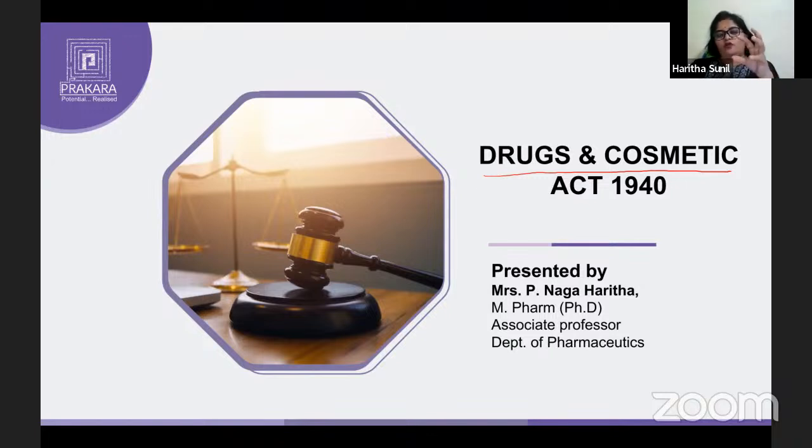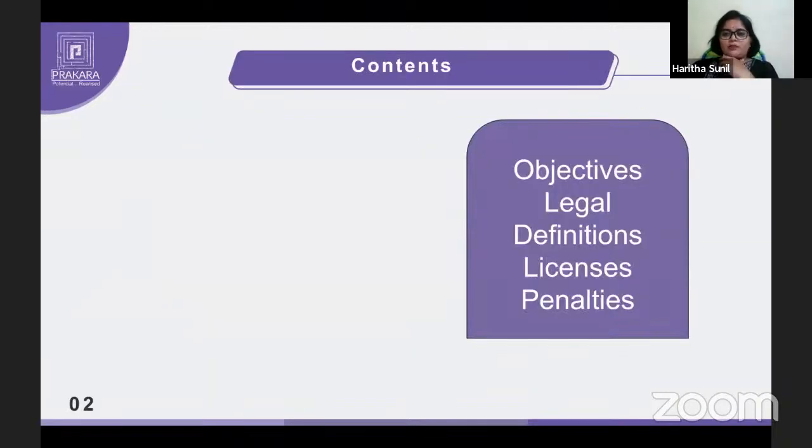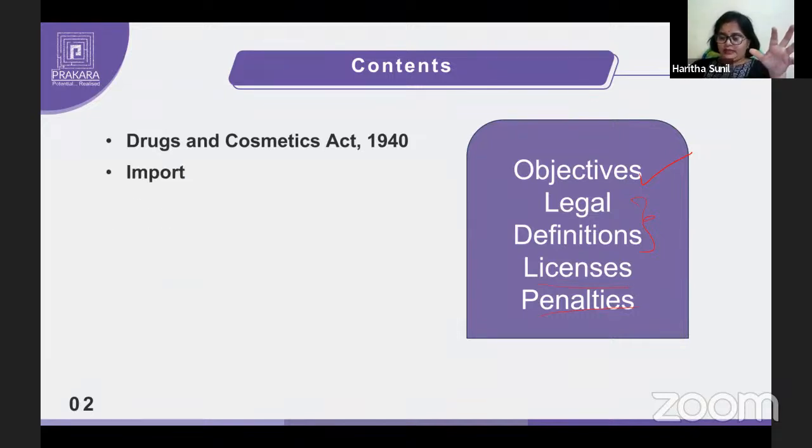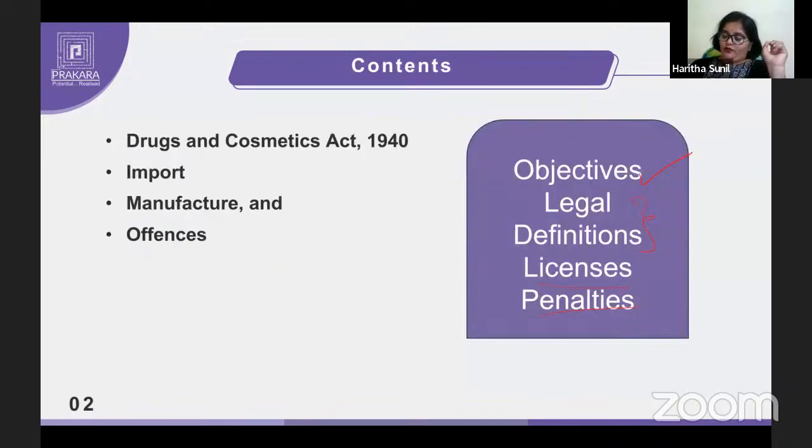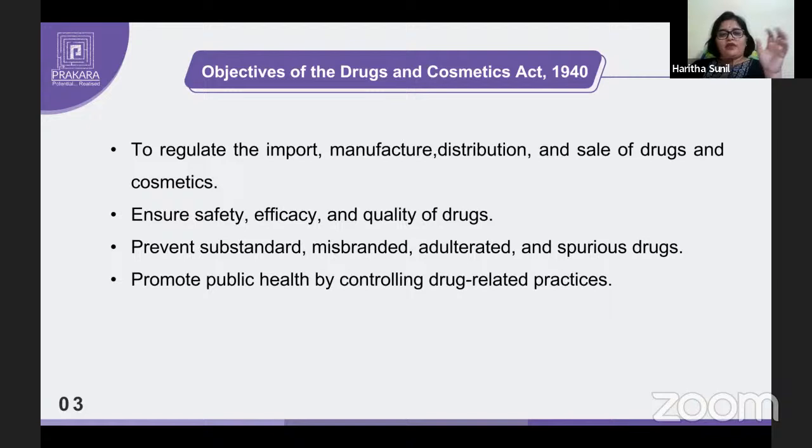For such control over the pharmaceutical products, we have this particular Drugs and Cosmetics Act 1940. We call it the Drugs and Cosmetics Act 1940 because it was framed in the year 1940, right? So in today's webinar, we are going to see the objectives of this Act, the legal definitions, the licenses, penalties, and also in detail the import of drugs, manufacturing, as well as the offenses. So first, coming to the objectives, we have various objectives.